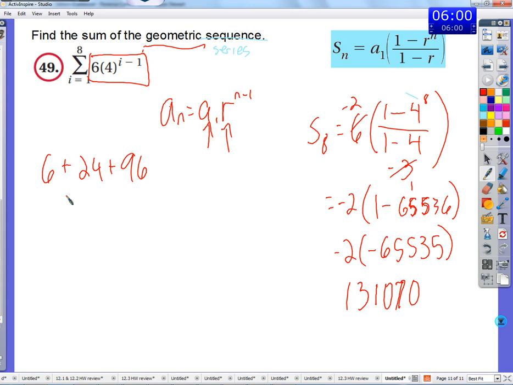Maybe you realize, oh wait, it's geometric. It means I'm multiplying by something every time. So all I have to do is figure out what I'm multiplying by, the one over the next. I'm multiplying by 4. So that might be a way. It will certainly save you some time if you recognize the geometric series that you're adding up and you want to save some time. So you use the formula.